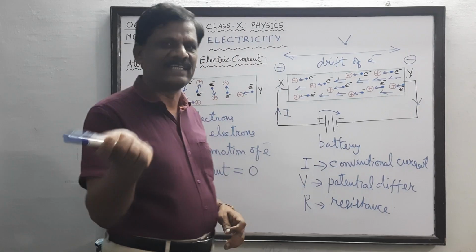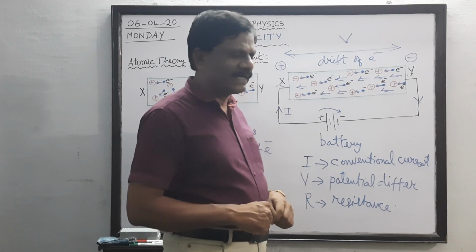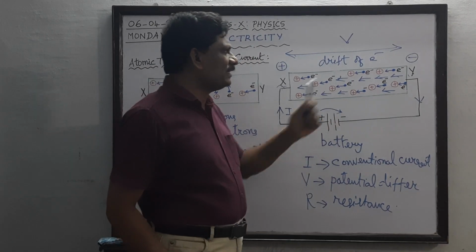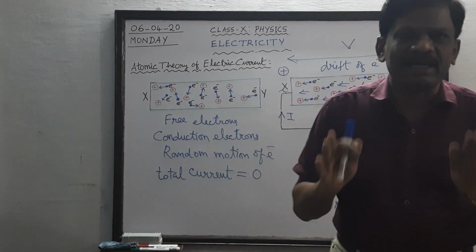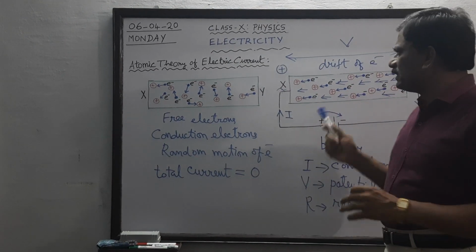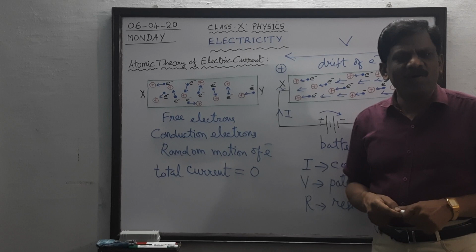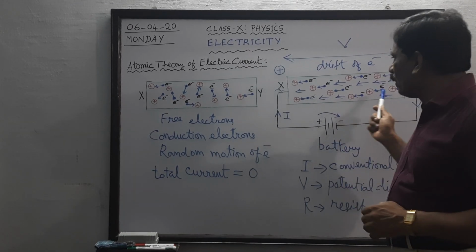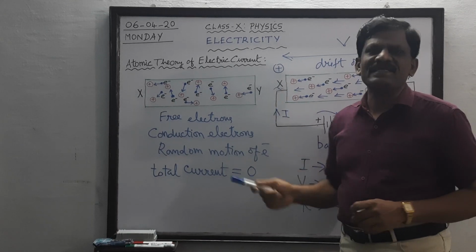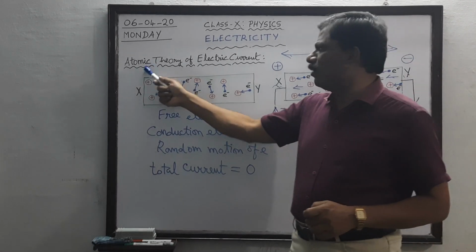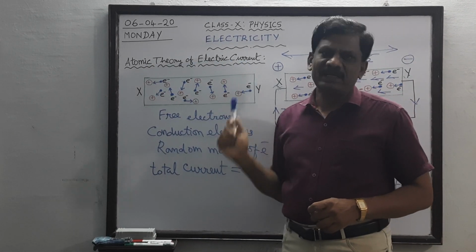Good. Afterwards, in the next lecture, I will explain what is Ohm's law. Graphically also we will study. So in this picture, did you all understand how current flow is taking place? The current flow inside the conductor is due to the flow of free electrons from the lower potential to the higher potential. So this only is called as what? The atomic theory of electric current.